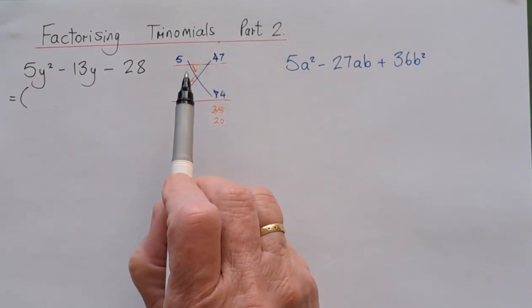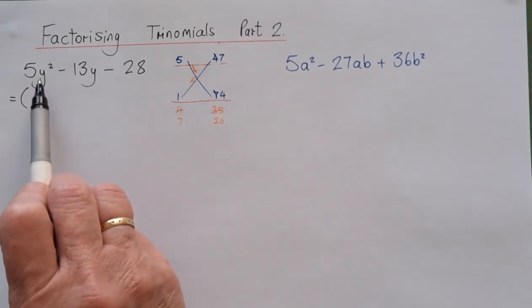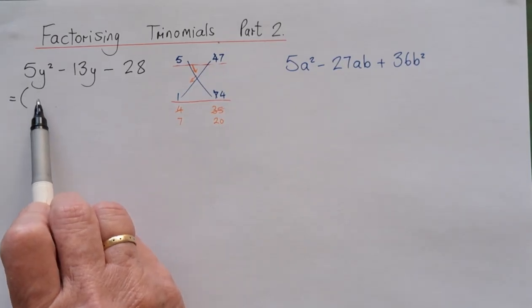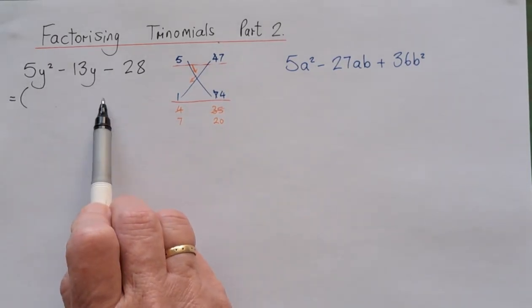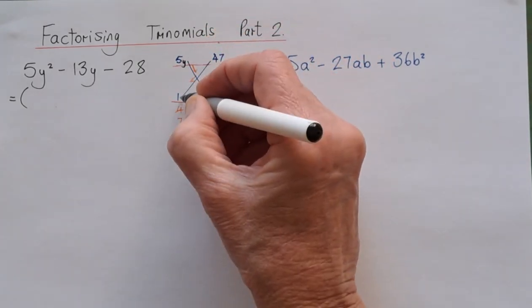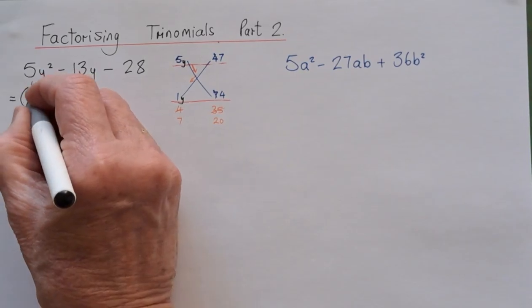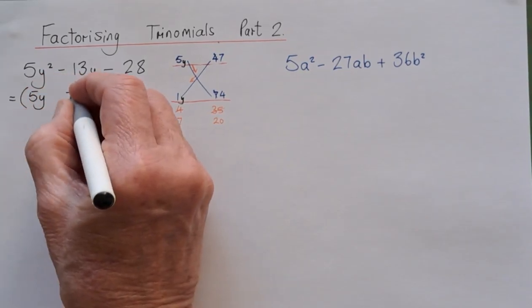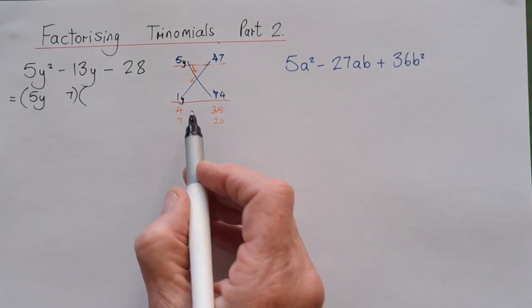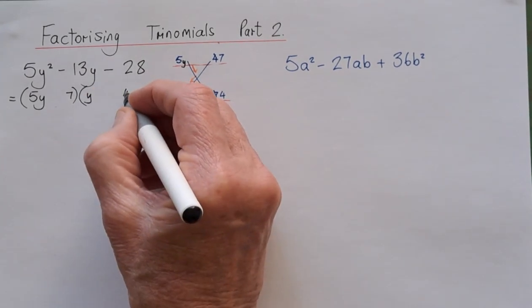In my first bracket, that's telling me my coefficient and my constant, but I mustn't forget that I've got a y squared involved as well, which is going to break up into the two brackets as y times y. So this is actually, and if you want to, you can put it in there to remind yourself, that's going to become 5y and 7. And the other bracket, I'm going to read off the bottom, horizontally off the bottom. So that's going to become 1y and 4.